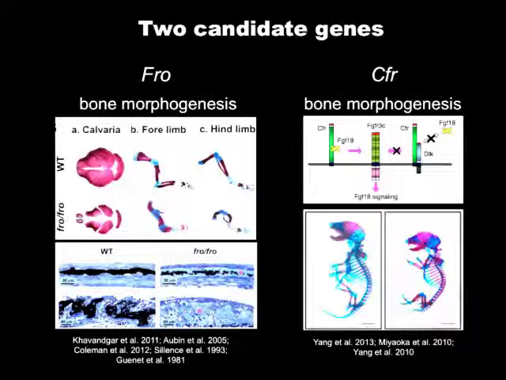Okay, here's a close-up of their bones. Okay, so all that black stuff is ossification. This is the bones of this fro knockout. There's seriously reduced ossification.